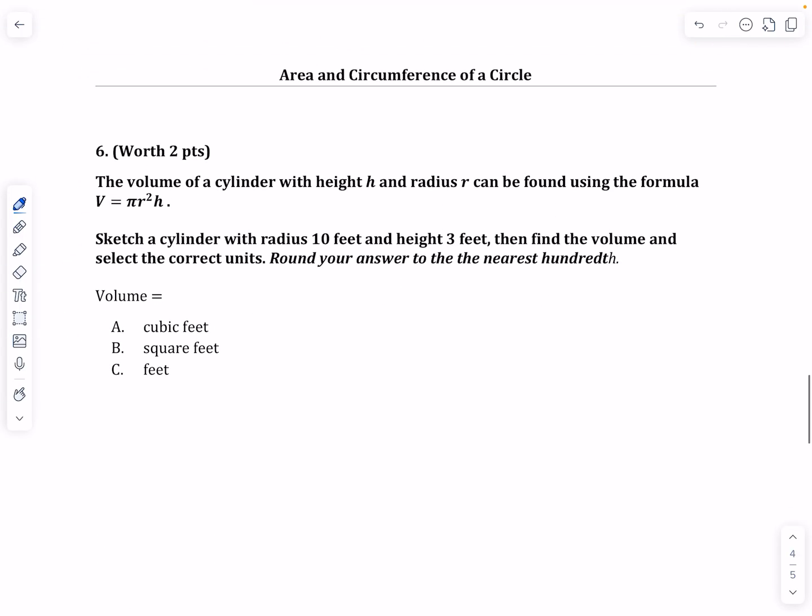Number 6 says to find the area and circumference. I don't know why it says that. Let's go ahead and get rid of that. So number 6 says the volume of a cylinder with height h and radius r can be found using the formula volume equals pi r squared h. Sketch a cylinder with a radius of 10 feet and a height of 3 feet, and then find the volume and select the correct units. Please round your answers to the nearest hundredths.